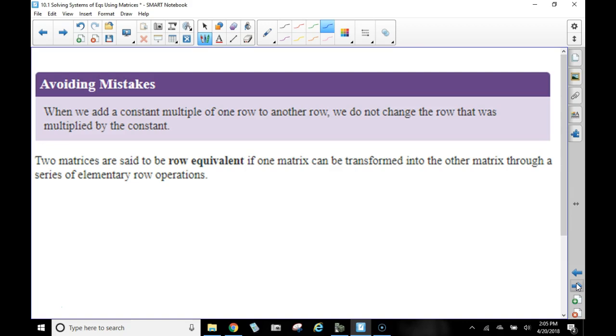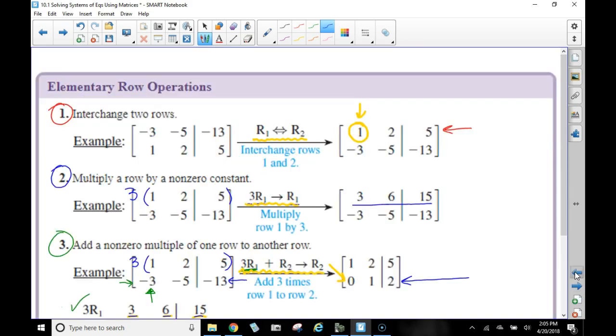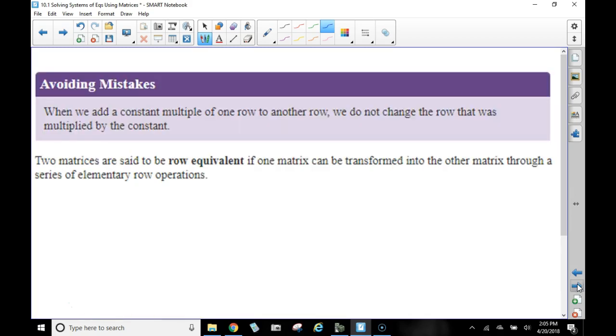Okay? Now, it says when we add a constant multiple of one row to another row, we don't change the row that was multiplied by the constant. Notice right here, this row that we were multiplying by 3 doesn't have to turn into and stay the 3, 6, 15. It can go back to its original coefficients of 1, 2, 5. That's what the purple box is saying. Okay? You'll see us do that a lot here.